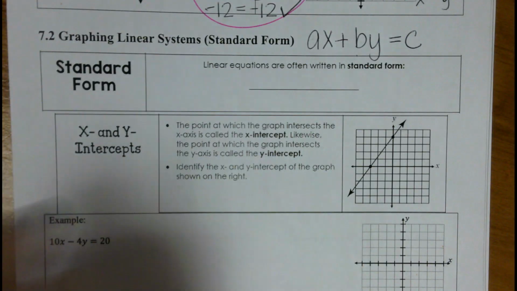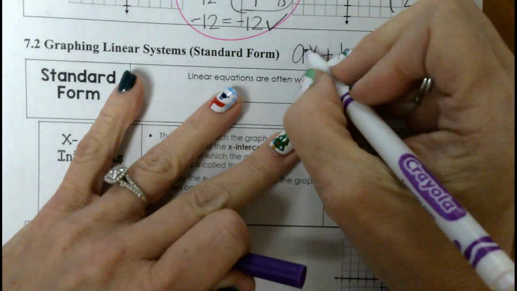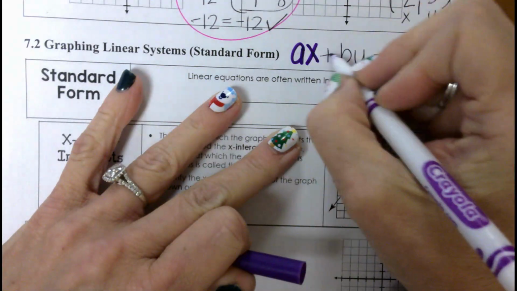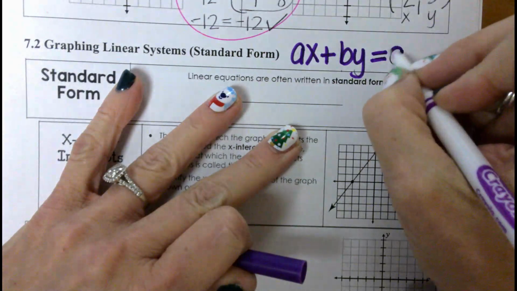Okay, so here's your standard form equation. AX plus BY is equal to C. A is a number, B is a number, and C is a number.